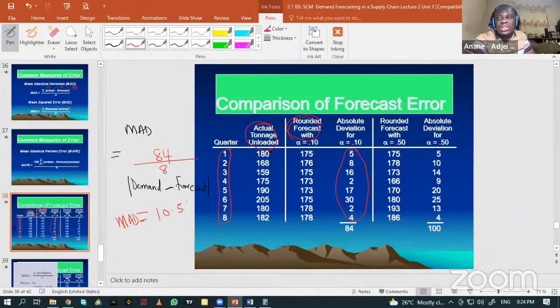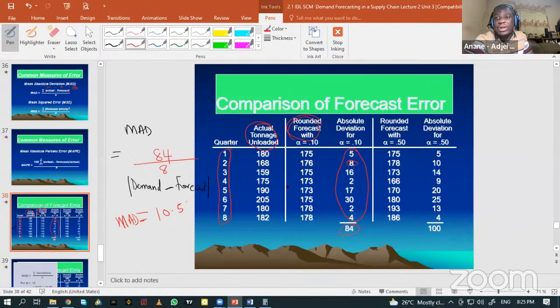So all we did was subtract the forecasted value from the actual. The actual is 180, so we subtract 175 from it and we get 5. But look at this one, 168 minus 176. This should have given us a negative, but the formula asks us to maintain the absolutes. So whatever figure we get, if it is negative, we maintain it as positive, and if it's positive, we maintain it. That is how we added all of them and we got 84.